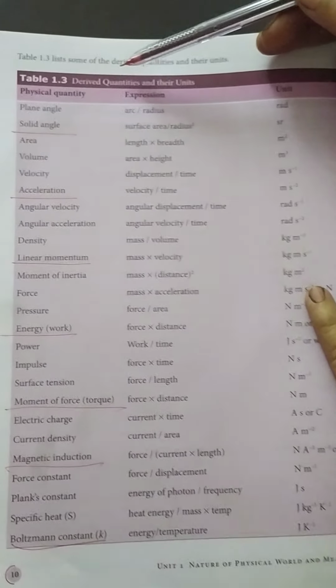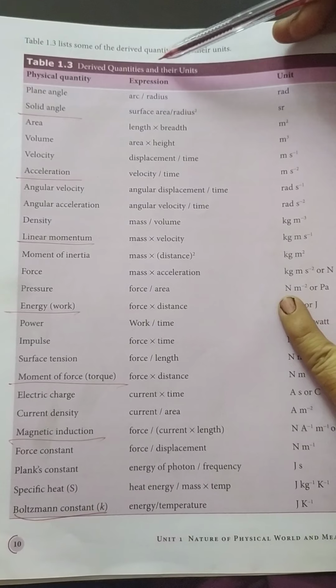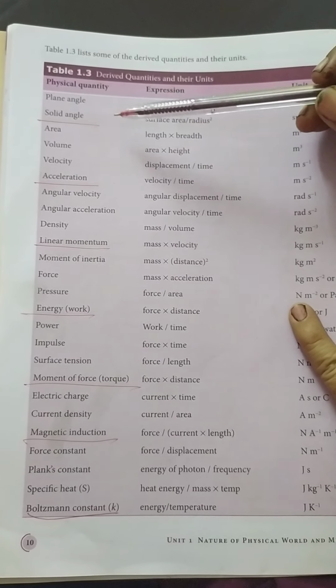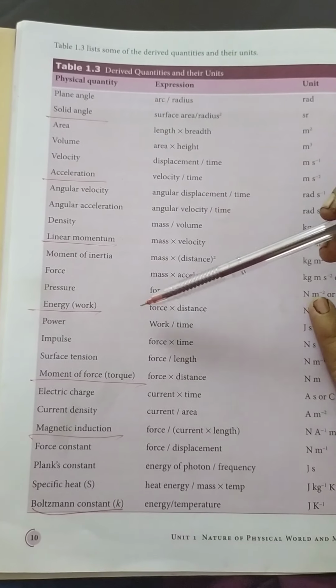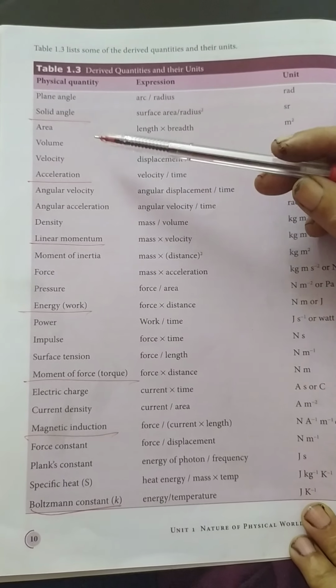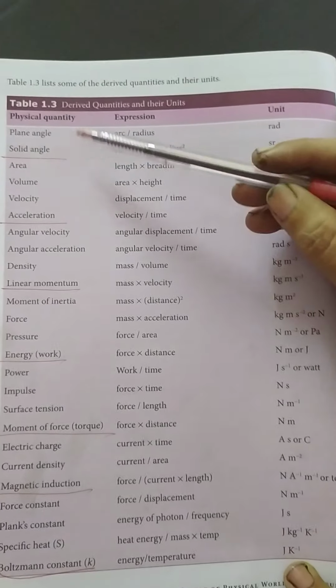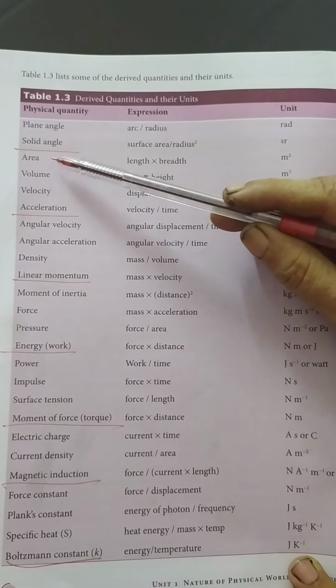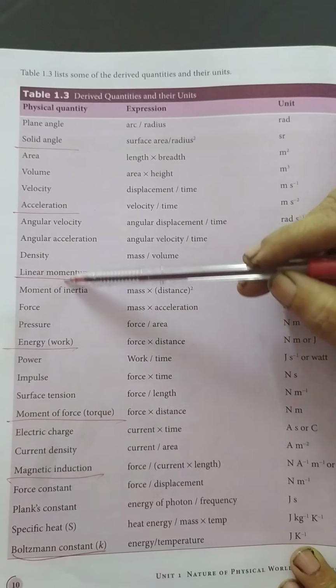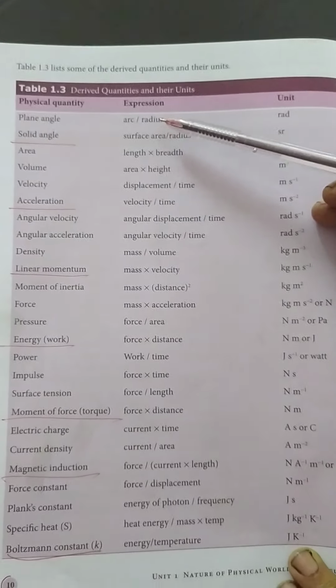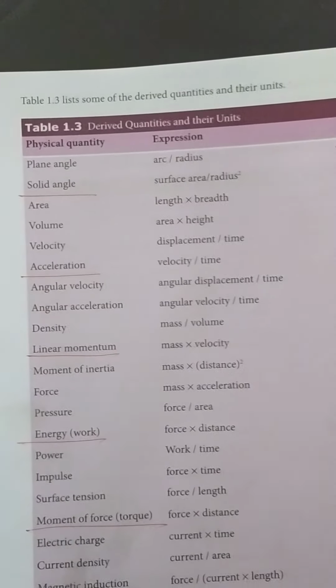Hi girls, today we are going to see about derived quantities and their units. There are so many quantities given: plane angle, solid angle, area, volume, like this. There are so many physical quantities, and if you know the expression, you can write the unit.